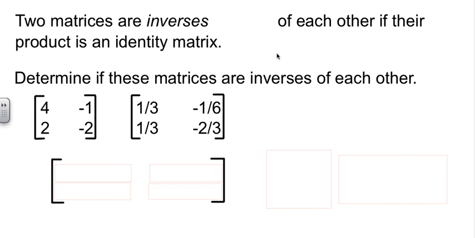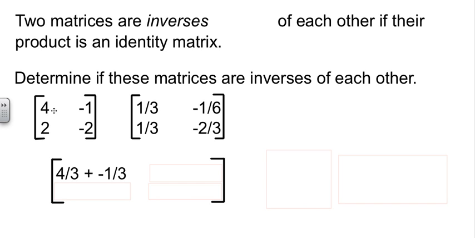So the first question they're going to throw at us is, are we looking at inverse matrices? So here's two matrices, and our job is to figure out if they're inverses or not. Well, to do that, we need to do some multiplying. And remember how we multiplied matrices was the row times the column. 4 times a third plus negative 1 times 1/3. 4 times a third is 4/3. Negative 1 times 1/3 is negative 1/3.